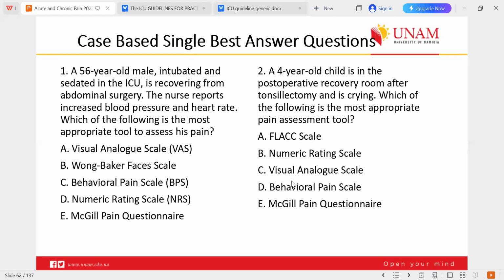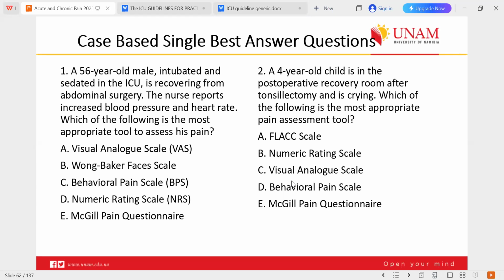A 56-year-old male patient intubated and sedated in the ICU is recovering from abdominal surgery. The nurse reports increased blood pressure and heart rate. Which of the following is the most appropriate tool to assess his pain? Anyone? Behavioral pain scale. Behavioral pain scale, correct.